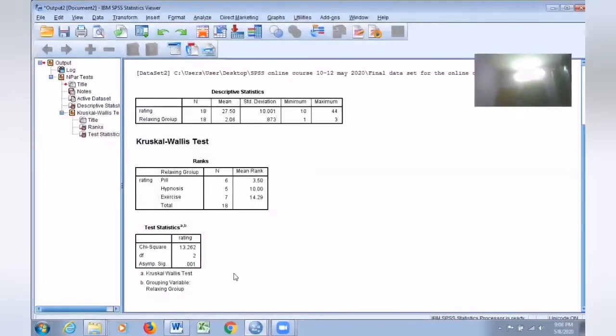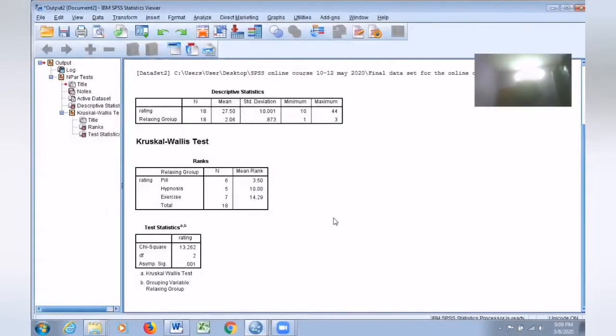Which is less than the significance level of 0.05. That means the null hypothesis is rejected and the alternative hypothesis is accepted. That means there is a significant difference between these three groups of respondents and the level of relaxation they get after a week or 10 days. So there is a difference between these three groups.